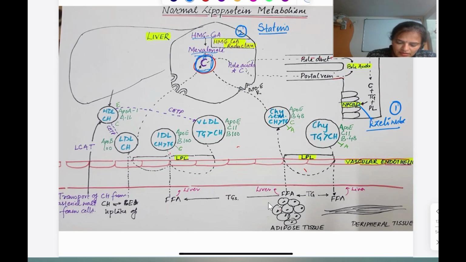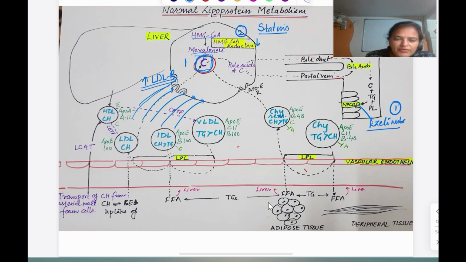Now the liver is going to take up LDL from the periphery. There will be increased expression of LDL receptors on the hepatic cell. Once the statin inhibits this enzyme, there will be increased expression of this LDL receptor and increased uptake of LDL from the periphery. So in the plasma there is a decrease in the level of LDL, right?